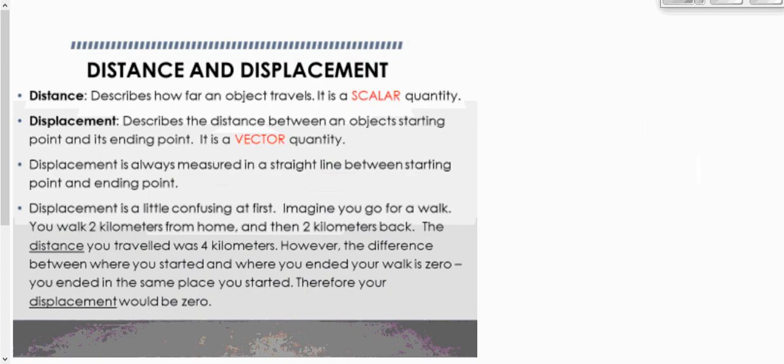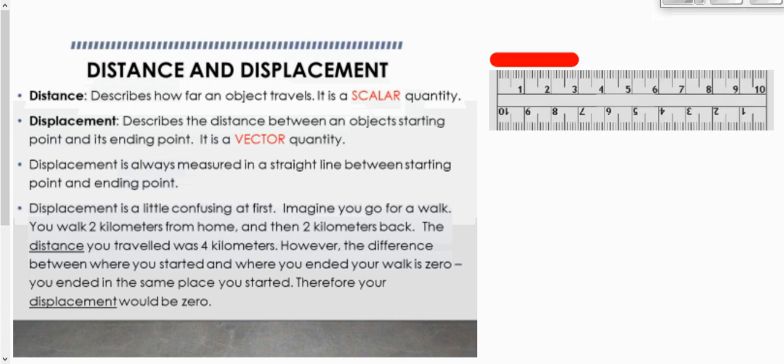So let's come back to our understanding of distance and displacement. Distance is going to be a scalar quantity. It tells us how far we've gone, but not necessarily which way we went. The distance covered by the red line on this ruler is 3 centimeters, but it doesn't say whether or not I drew the line from the left or from the right.